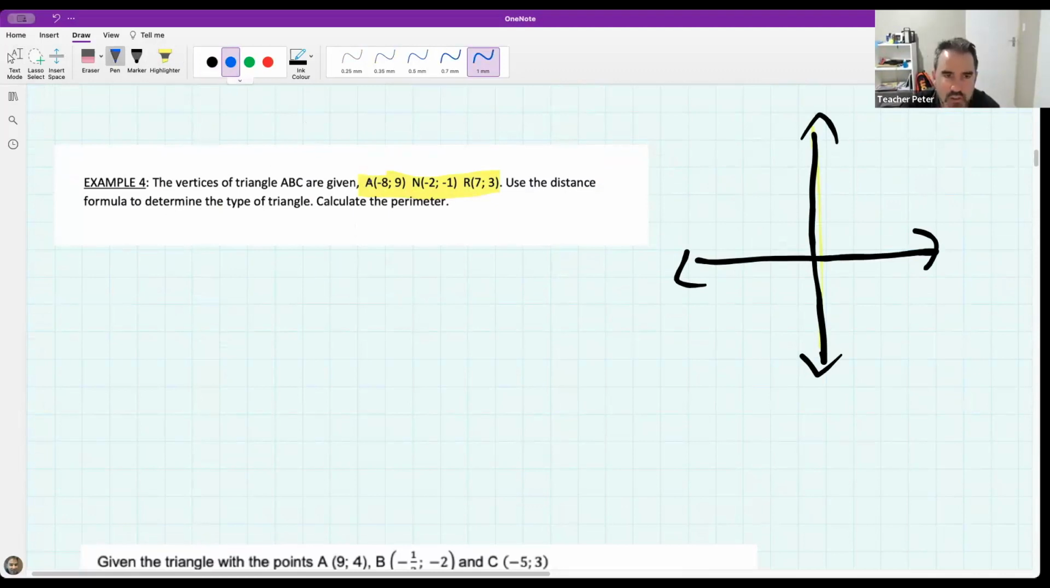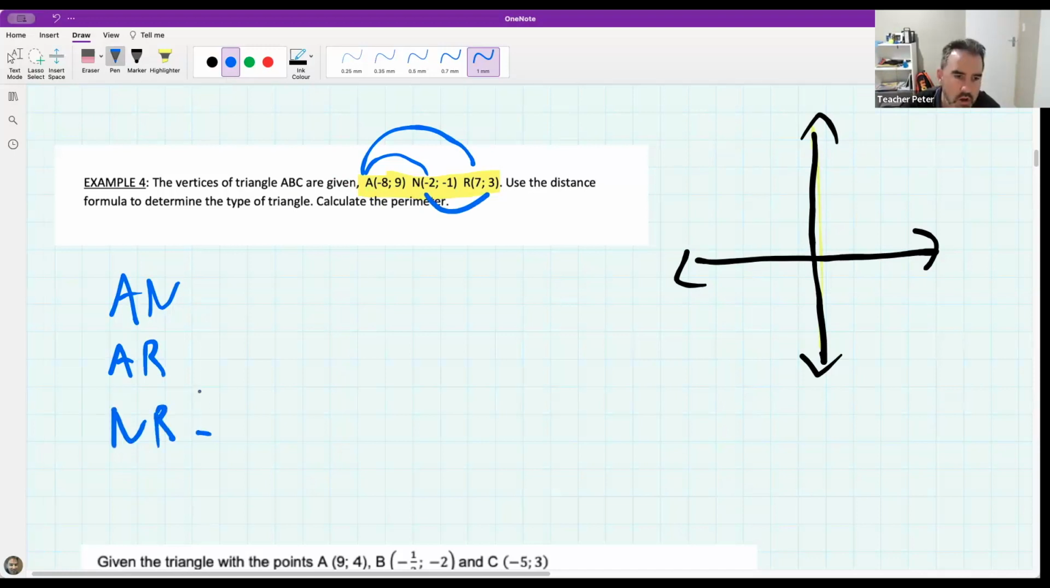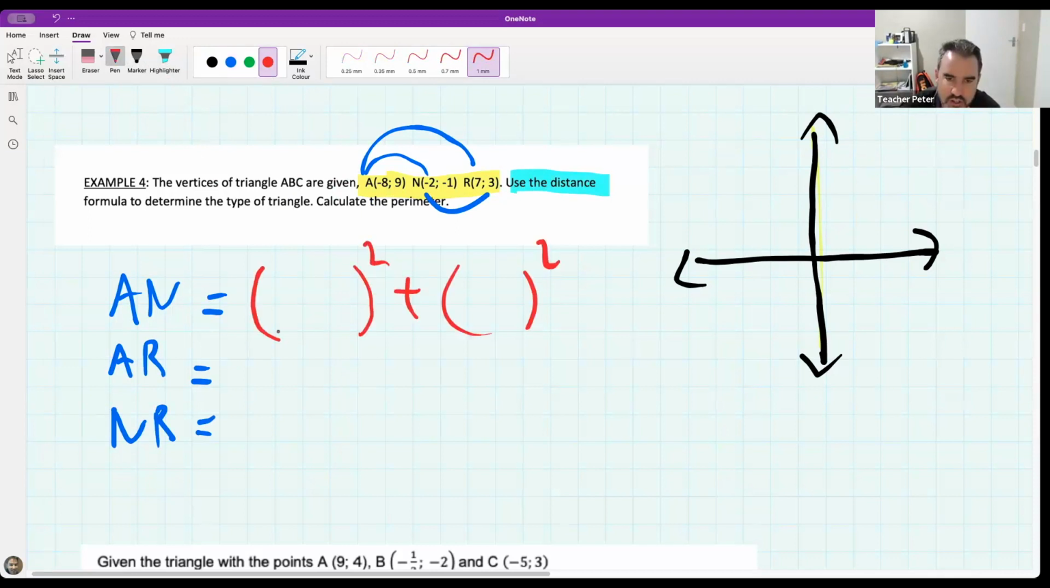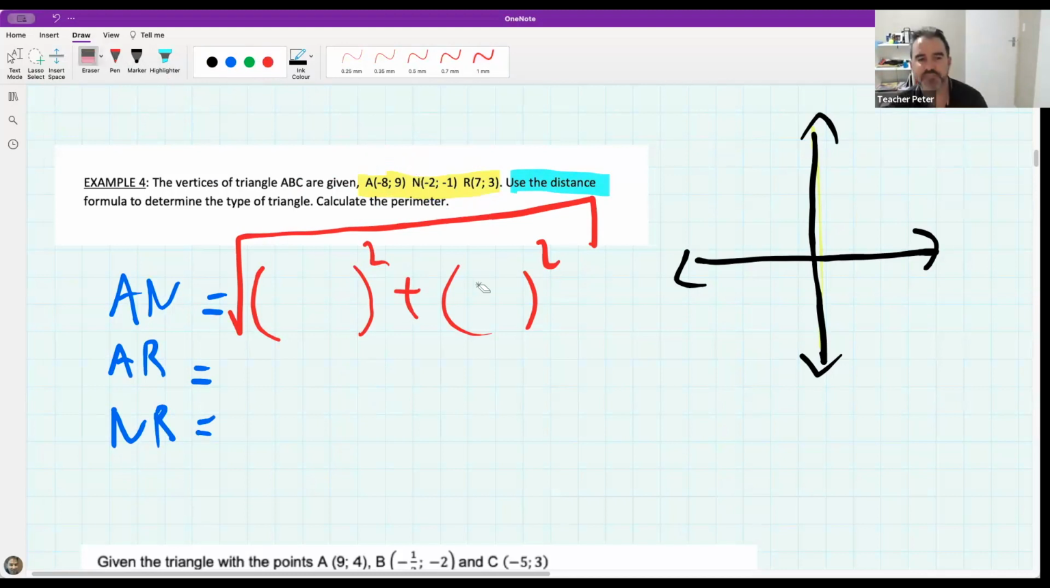So since I have 3 points, I know one side is AN, the other one is going to be AR, and then I suppose NR. These are going to be the 3 sides, and it says I have to use the distance formula. So the distance formula always has this structure that looks like this. So find me the length of AN just to get started. Find me the length of AN.